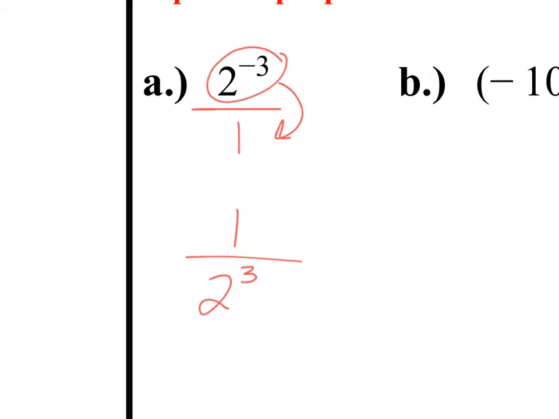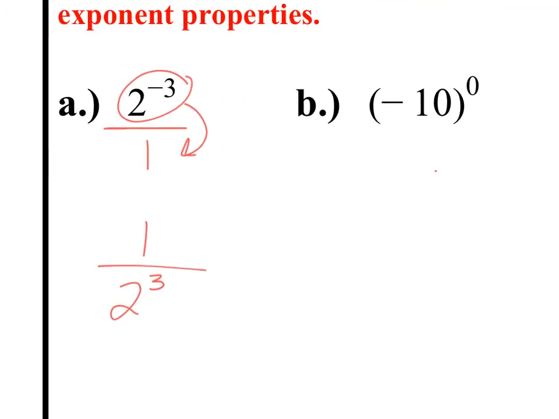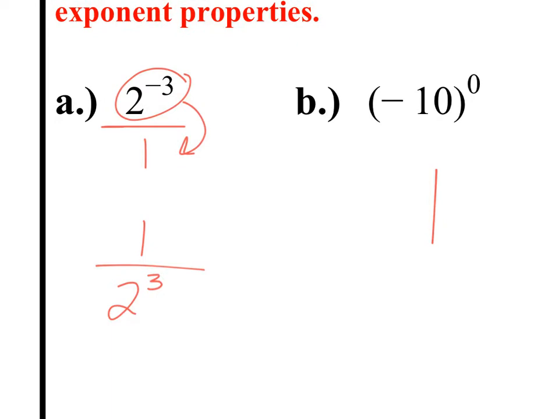Okay, anything to the 0 power is what, guys? 1. Done. Okay. Wait. You're always positive? Positive 1. So negative 10 to the 0 is still positive 1.